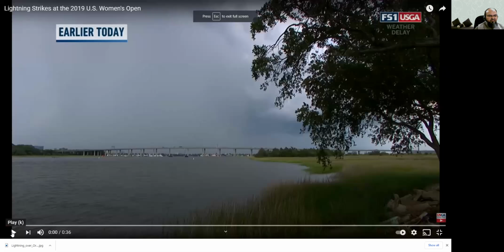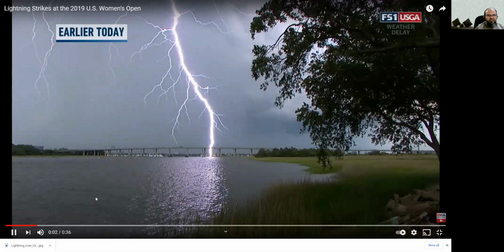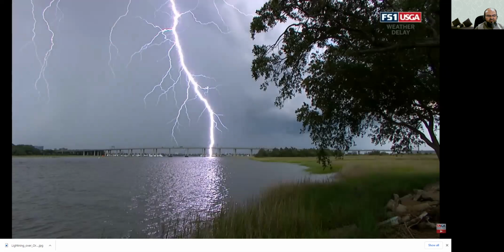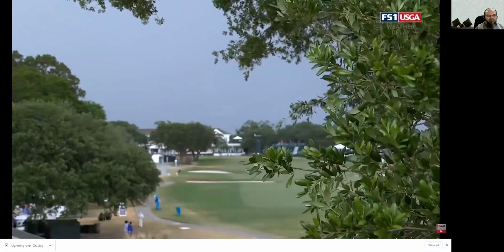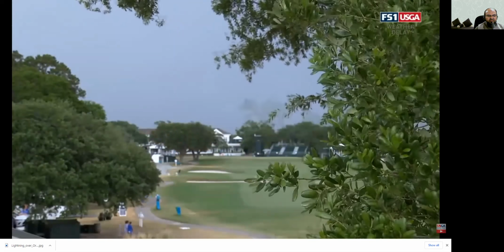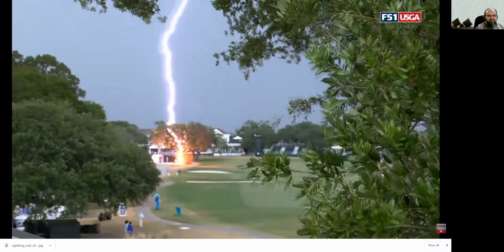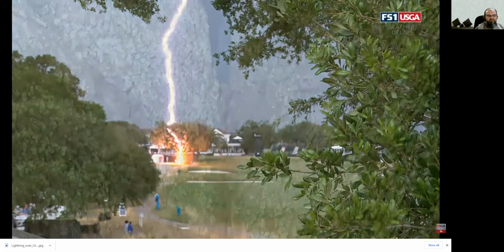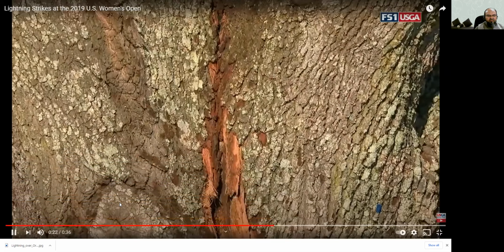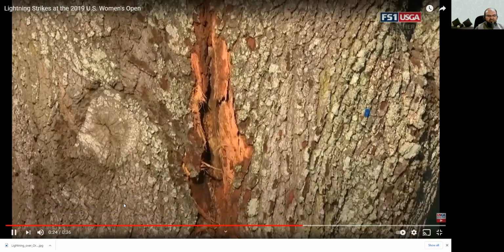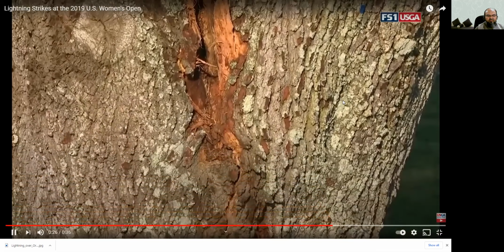Fox cameraman moved out of the way and into safe positions, and some shots of these lightning bolts were scary stuff. And that happened right near the 18th green. Again, our locked cameras caught that bolt. And let me just tell you, it wasn't too far from our booth. That is a live look at the tree.